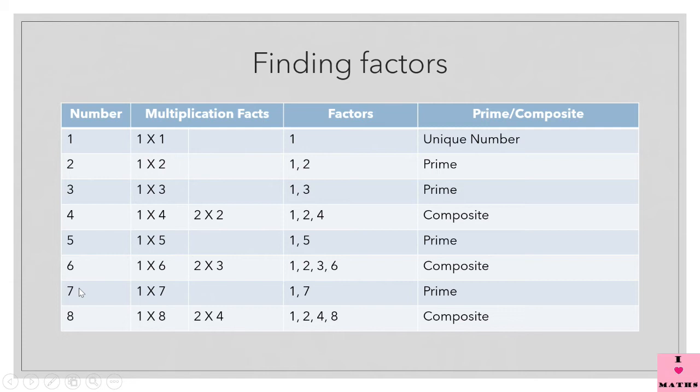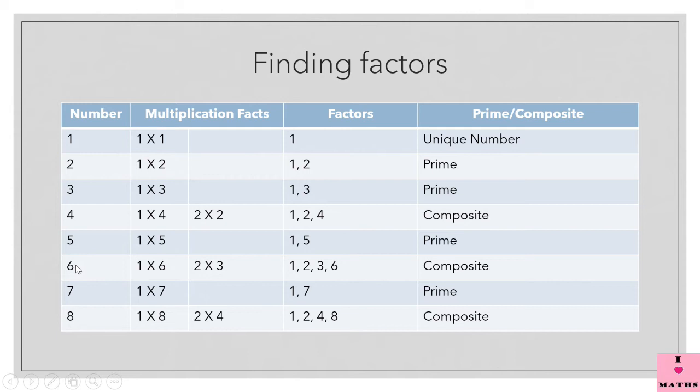The numbers which have only two factors. And which are those two factors? 1 and the number itself. Those numbers are called prime numbers.